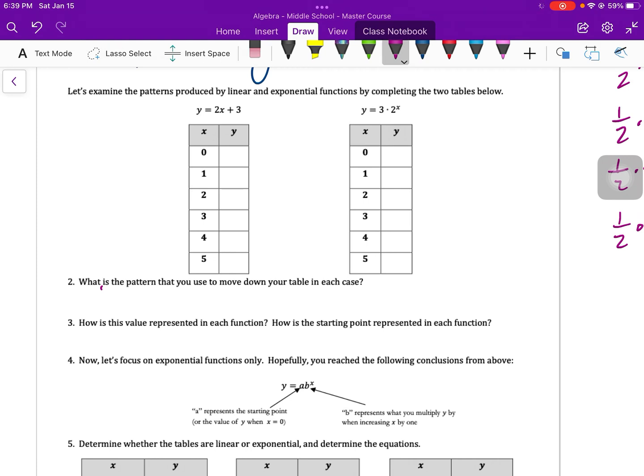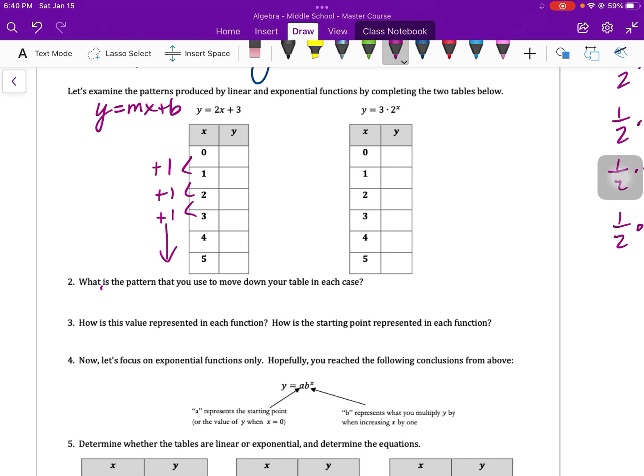In the first table, we're going to start with the equation y equals 2x plus 3. And we know that this is a linear function because it's written in the form of y equals mx plus b. But let's go ahead and prove that. So when we look at our table, our x values as we move down are increasing by 1. We're going to plug those into our equation and evaluate for y.